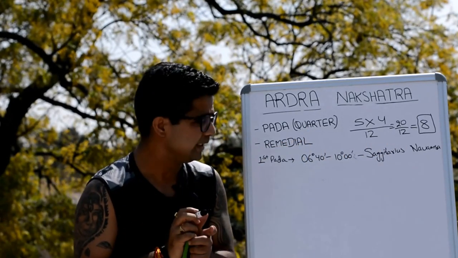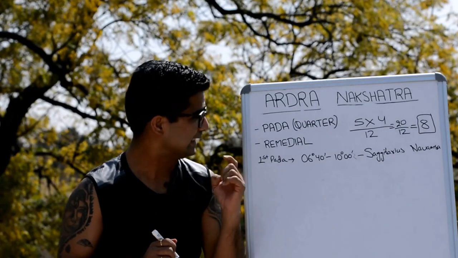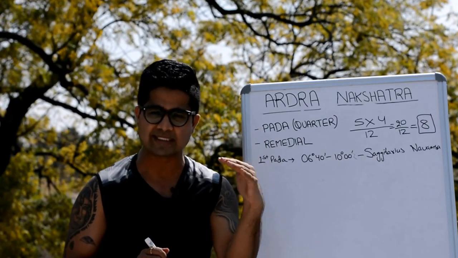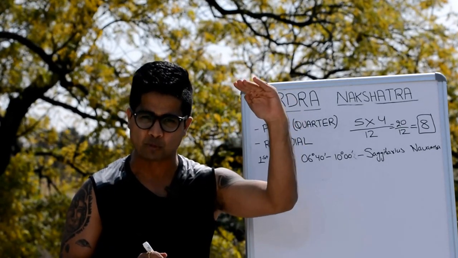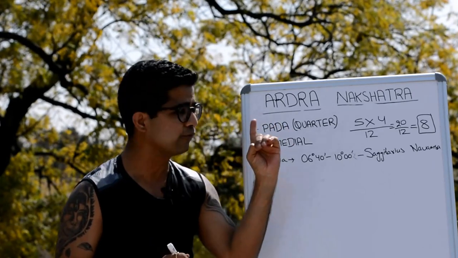So it's very simple. Let's say, for example, at the time of your birth, your moon was transiting the 7th degree of the Gemini zodiac sign. That means your moon was in Gemini, within Gemini it was in the Ardra Nakshatra, and within the Ardra Nakshatra it was in the first pada.